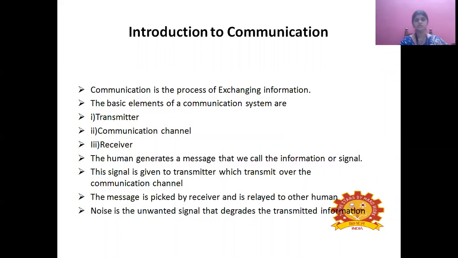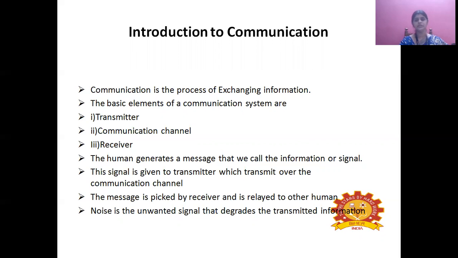Introduction to Communication. Communication is nothing but exchanging information from one place to another. Otherwise, it is defined as the process of exchanging information. What are the elements needed for a communication system to take place? Transmitter, communication channel, receiver. The human generated message is what we call information or the signal.